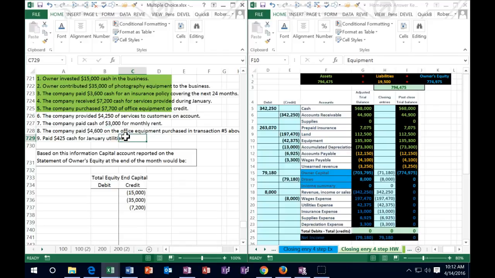Next one says the company provided $4,250 of services to customers on account. All right, so is cash affected? In this case, no. Why not? Because it says on account. And on account means that we did work and we didn't get money.